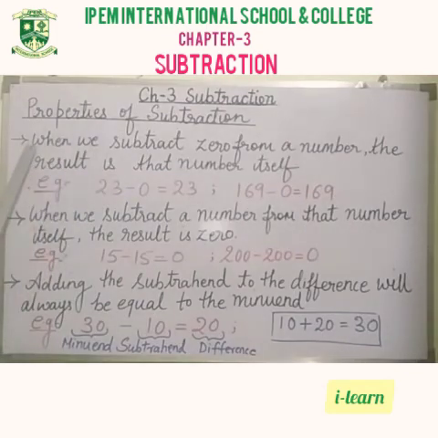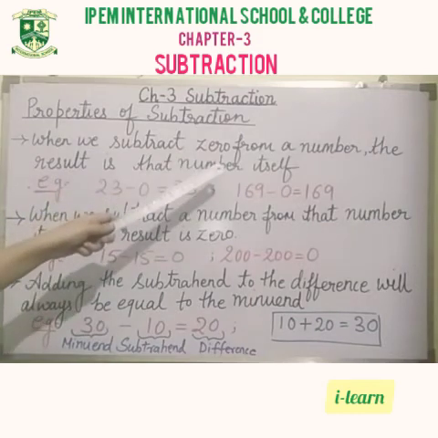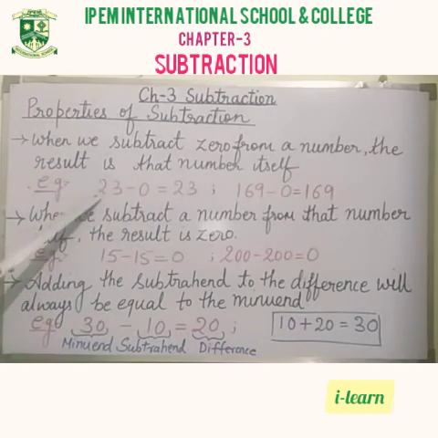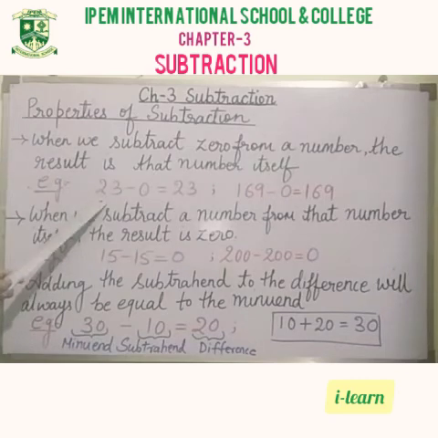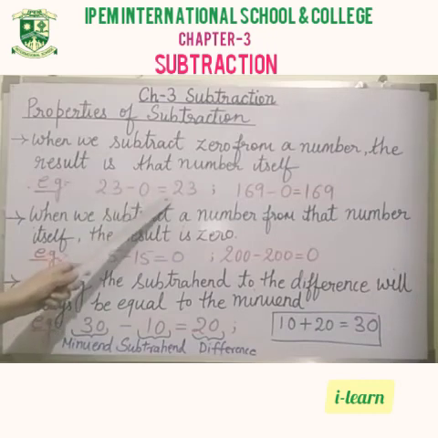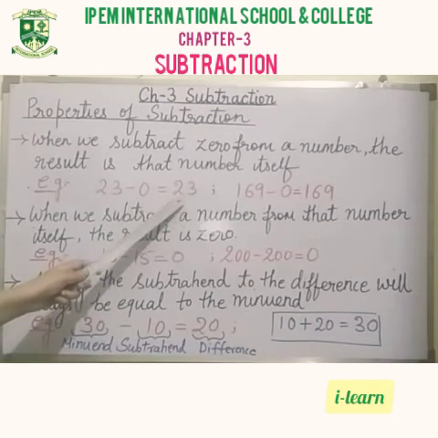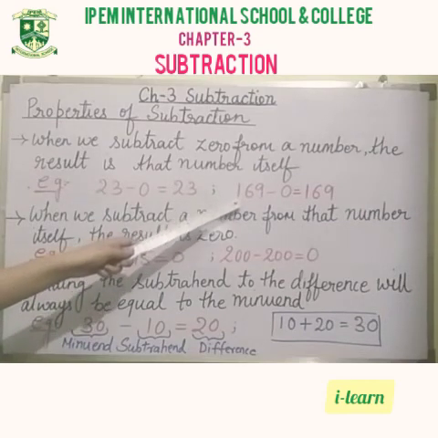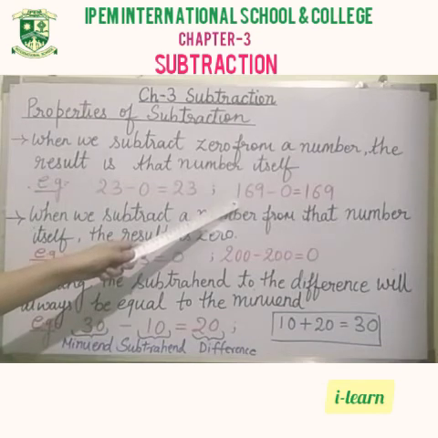Children, now I will explain you properties of subtraction. So the first property of subtraction is when we subtract 0 from a number, the result is that number itself. What does it mean? It means that any number, suppose here I have written 23. So when we subtract 0 from any number, we will get the number itself. So here 23 minus 0 is equal to 23. That is the number itself. See the second example. Here 169 minus 0.